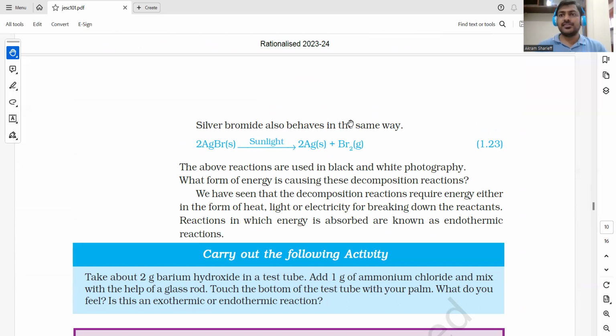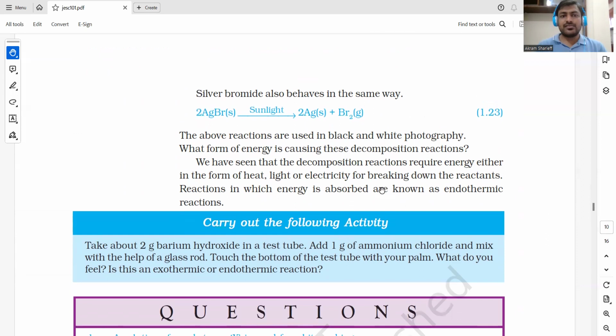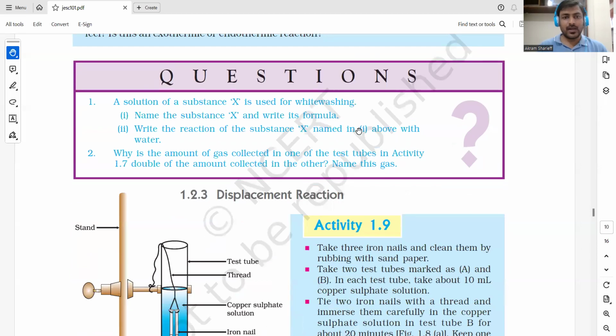So what form of energy is this? Light energy, solar energy. We have seen that decomposition reactions require energy either in the form of heat, light, or electricity for breaking down the reactants. Reactions in which energy is absorbed are known as endothermic reactions. So we have two more classifications based on energy or heat requirements. If energy is being taken to perform the reaction, it is endothermic. If energy is given out in the reaction, it is exothermic. As simple as that.